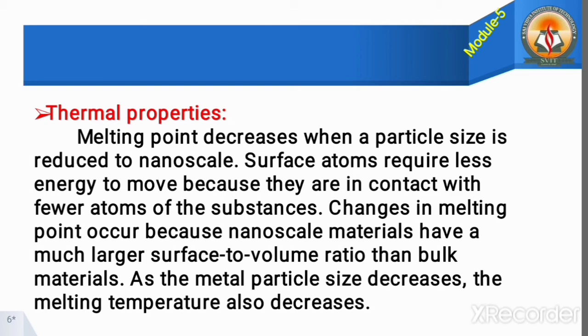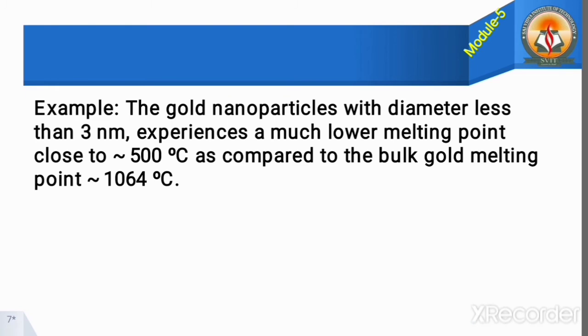As the metal particle size decreases, the melting temperature also decreases. For example, gold nanoparticles with a diameter less than 3 nanometer experience a much lower melting point, close to 500 degrees Celsius, as compared to the bulk gold melting point of 1064 degrees Celsius. This tells us that the melting temperature decreases with the decrease in size. That is about thermal properties.